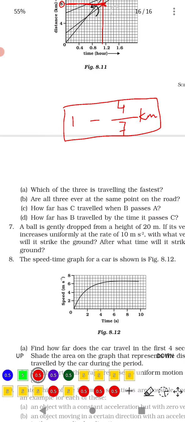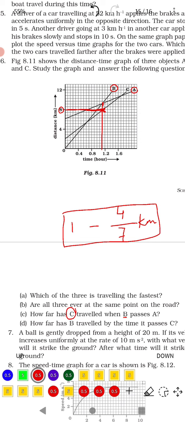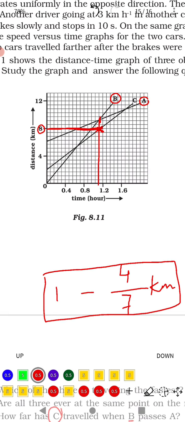The question is how far has C traveled when B passes A? So B passes A means we will consider this point. From this point we will drop one normal perpendicular. That normal is intersecting C at which point? At this point. So now from this point, if you draw one perpendicular on the y-axis, it is intersecting at 8. That is the final position of C when B crosses A.